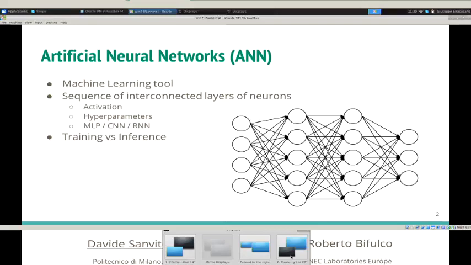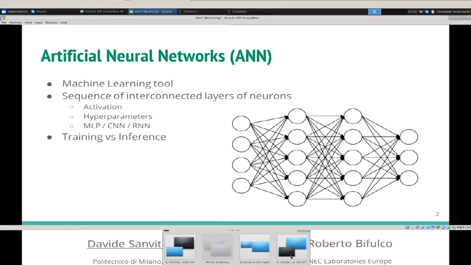The hyperparameters of the networks are the number of layers, the number of neurons per each layer, and the type of layer. For example, fully connected layers are made of neurons which receive as input the output of all the neurons of the previous layer. A multilayer perceptron is a neural network all made of fully connected layers. There are other types of neural networks, such as convolutional neural networks, which introduce other types of layer, for example, pooling layer, convolutional layer, or normalization layer.